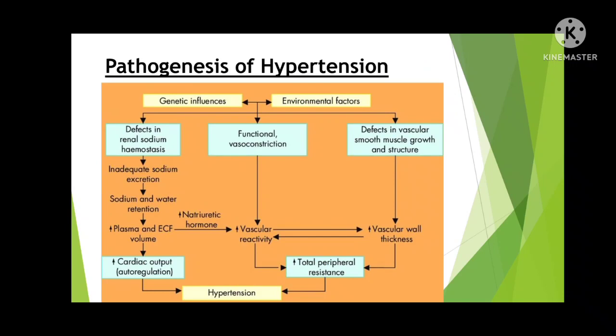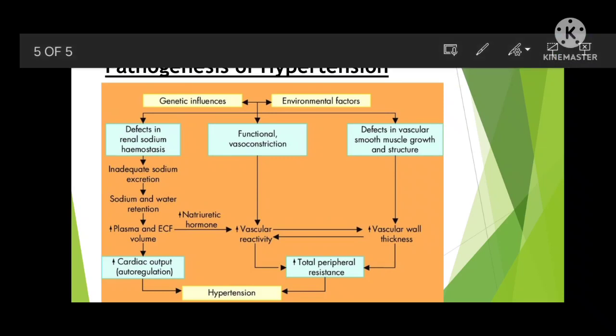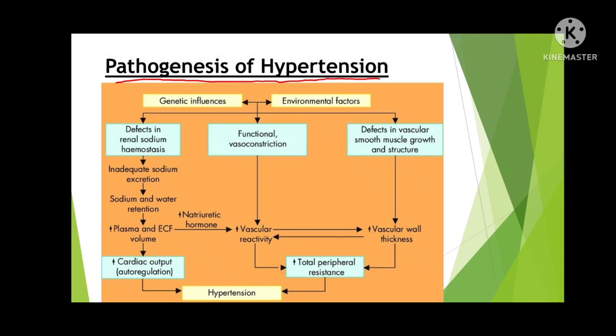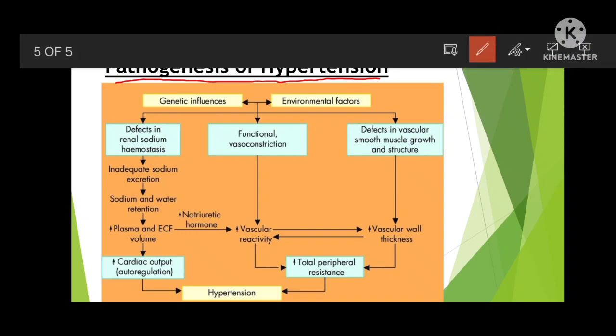See, pathogenesis of hypertension. I have given here one example for pathogenesis of hypertension. First of all, you have to write this title, pathogenesis of hypertension, on the top. Then after writing that, you have to draw a brief, neat flow chart of the pathogenesis, like genetic, environmental factors, then defects in renal system, defects in renal sodium homeostasis that lead to inadequate sodium excretion, sodium and water retention, then plasma and ECF volume increases that lead to increased cardiac output.